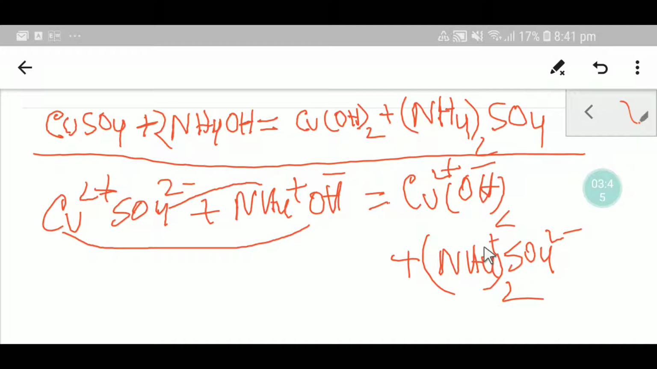And if you see, if you put 2 here, you need 2 hydroxide ions, and that comes from here, so you have to put 2 here, and you are also getting 2 ammonium here. So everything is balanced now.